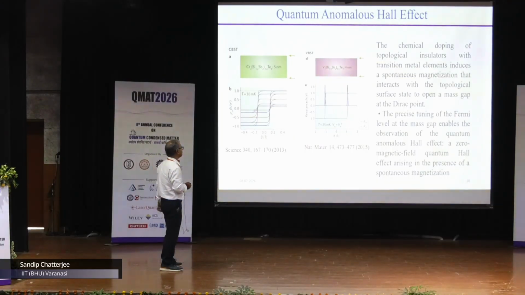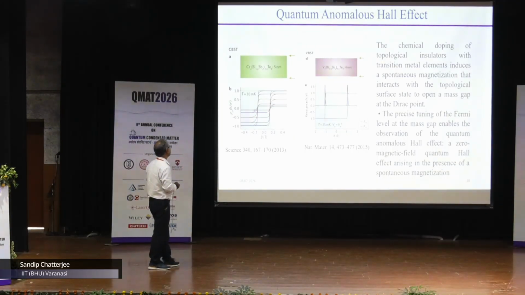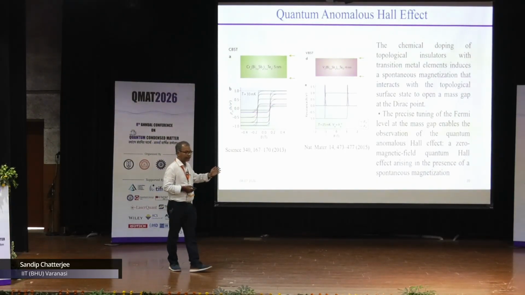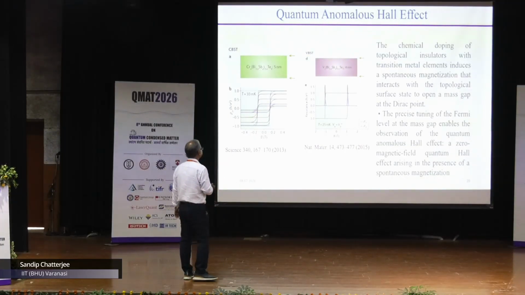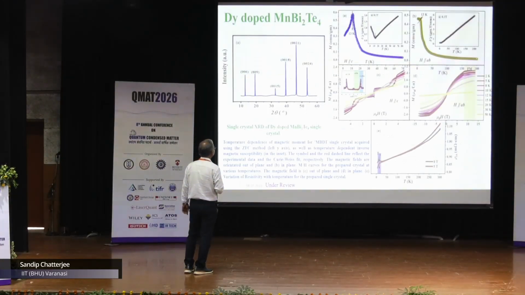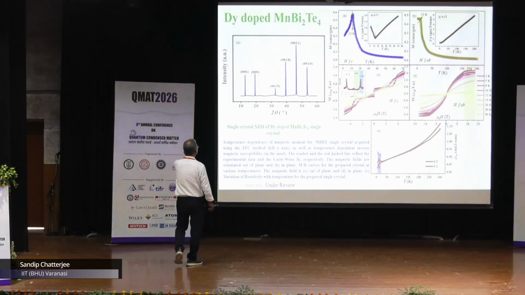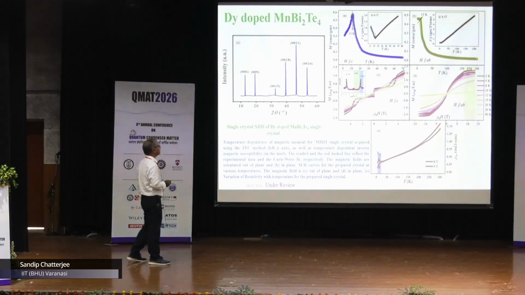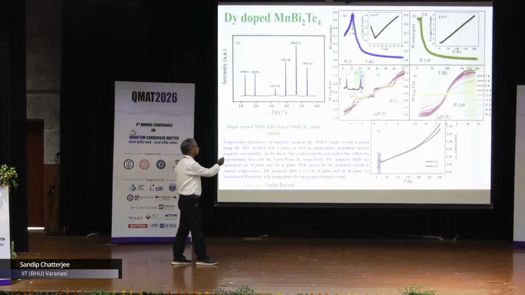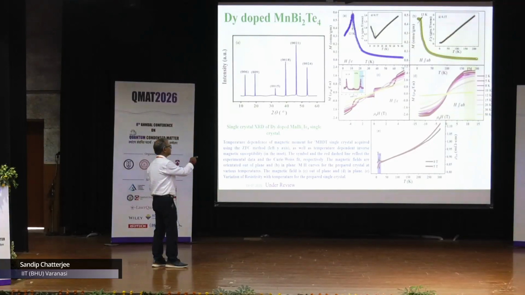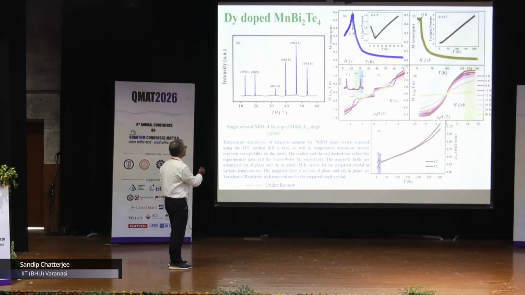But the transition temperature was very low. It was observed at 30 millikelvin, but the transition temperature is around 30 Kelvin when you go to the magnetic state. So what we did, in MnBi2Te4, we tried to dope dysprosium. Although this is not the scope to discuss all those things, I will go to the magnetocaloric effect, but I will just share the results of what we observed.